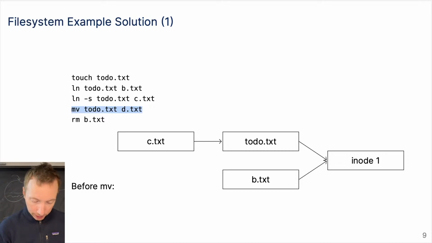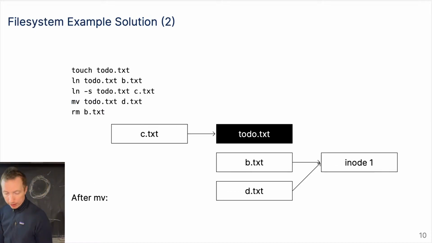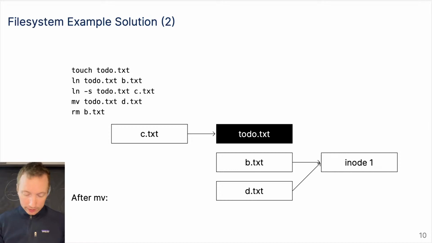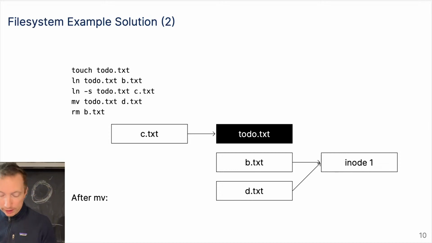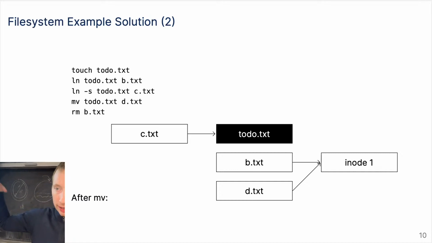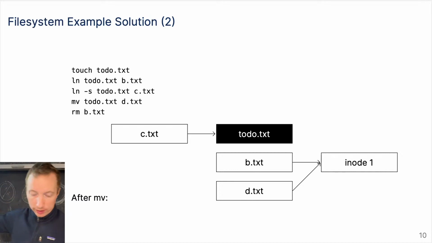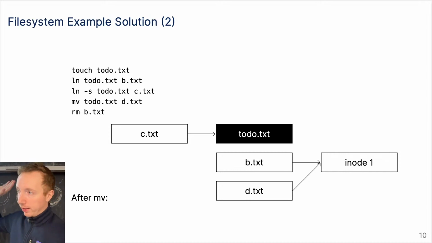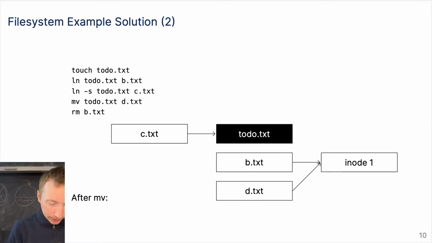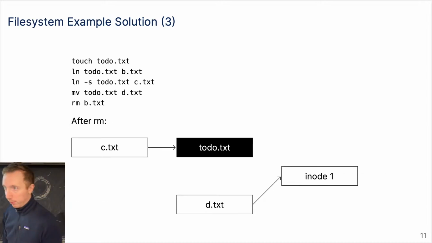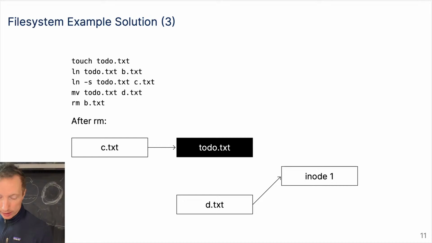And then after the move, all I'm doing is renaming todo.txt as d.txt, so it's pointing to the same inode. I just changed its name. But now c.txt is pointing to a name that no longer exists anymore. So you could put it in black to say that, hey, it doesn't exist anymore. And then if I remove b.txt, all that happens is I just remove that name in a directory. So the name b.txt no longer points to that inode.